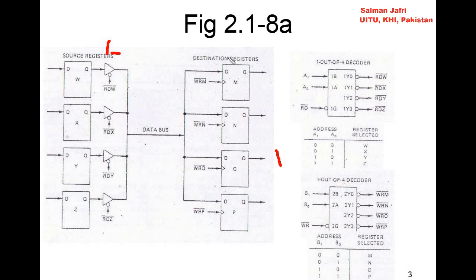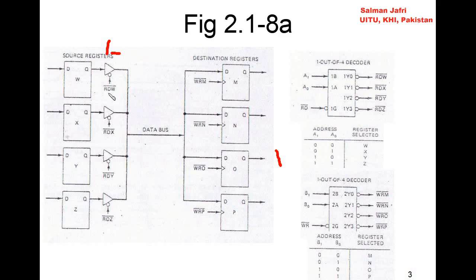On the other hand, on the right hand side, we have the destination registers M, N, O and P, and they are driven by these signals WRM bar, right? So what do we mean by that? If WRM bar is 0, whatever data is present on the data bus would be latched onto the D flip-flop M, and so on and so forth, right? Whatever the contents of the data bus can be latched onto the respective destination register by setting the respective clock signal to 0 and then 1 to complete the process.